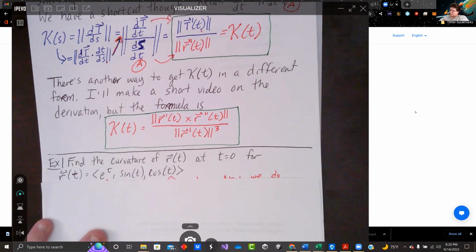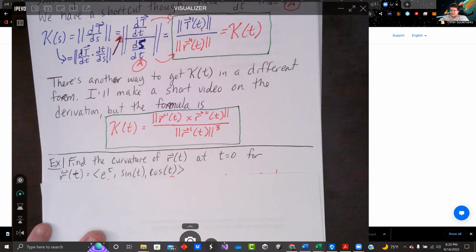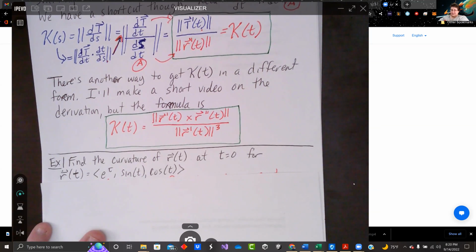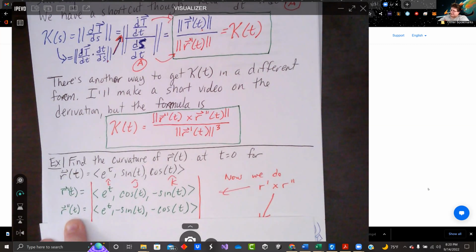So let's do another example. We're going to find the curvature of r of t at t equals 0, and we're going to use r of t equals e to the t sine t, e to the t cosine t. I calculated r prime and r double prime first, and I get these two vectors: e to the t (cosine t plus sine t), e to the t (cosine t minus sine t), and then e to the t (cosine t minus sine t), e to the t (negative sine t minus cosine t).